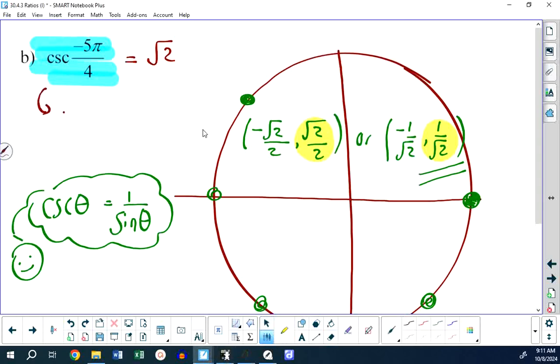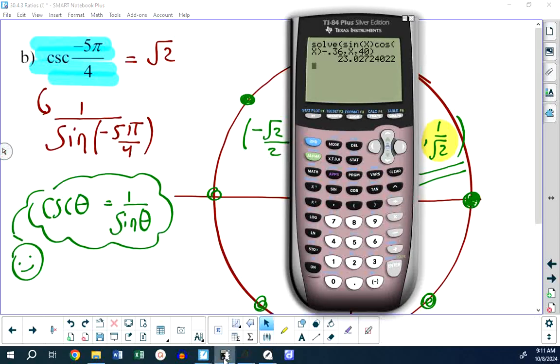This is the same as 1 over the sine of negative 5 pi over 4. This is the only way I can enter it in my calculator. I have to go 1 divided by sine of, and then enter that angle. 1 divided by sine of negative 5 pi divided by 4 gives me this number, which is the square root of 2.